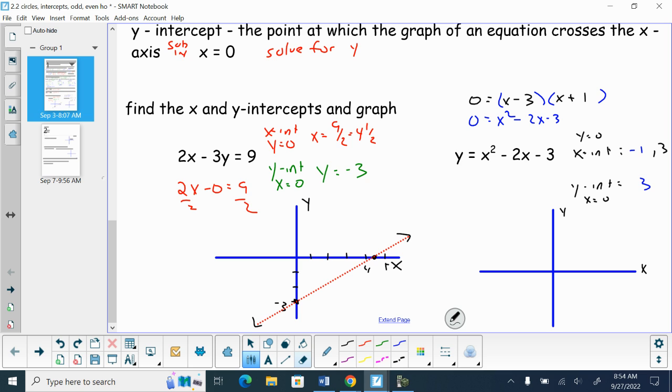My y-intercept, you say put x equals 0 in here. So I have 0 minus 3. What should we have with that? Minus 1. I have y is equal to 0 squared minus 2 times 0 minus 3. Negative 3. So we have a y-intercept at negative 3. We have x-intercepts at negative 1 and 3.